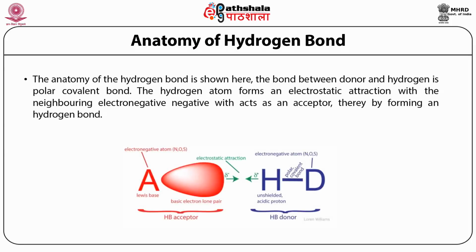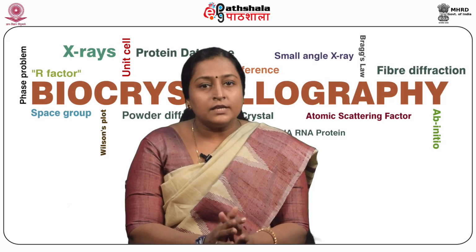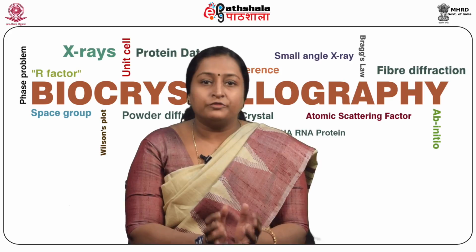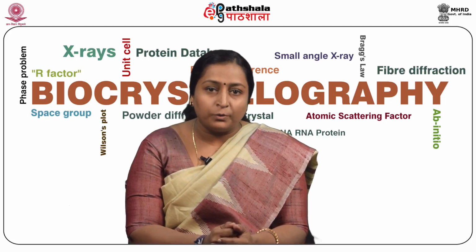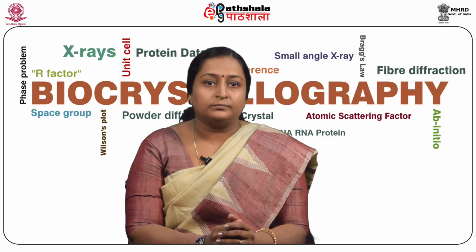This picture shows the anatomy of the hydrogen bond. The bond between the donor and the hydrogen atom is a polar covalent bond. The hydrogen atom forms an electrostatic attraction with the neighboring electronegative atom, which acts as an acceptor, thereby forming a hydrogen bond. T.S. Moore and T.F. Winmill were the first to mention the hydrogen bond in the year 1912.